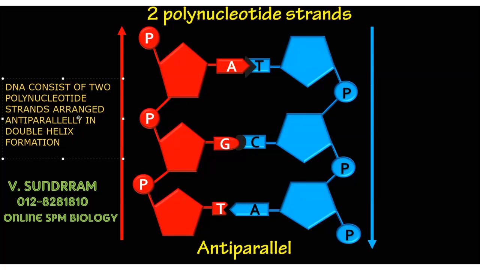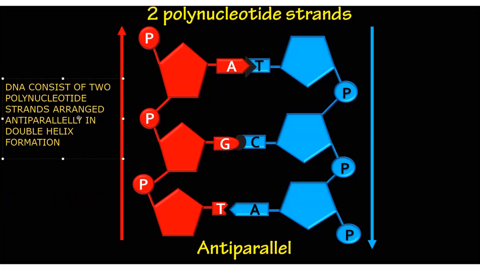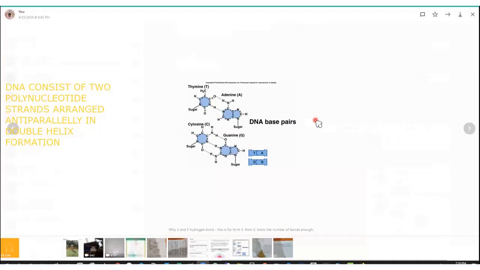One of the students asked me, I get this question often, so why 2 and why 3? There is a reason why 2 and why 3, but it is not in your syllabus. Someone asked me earlier why 2, why 3. The answer is here. You can see thymine, adenine, there is 2. Cytosine, guanine, there is 3. I repeat, this is too complex for your level. Take it as 2, take it as 3.